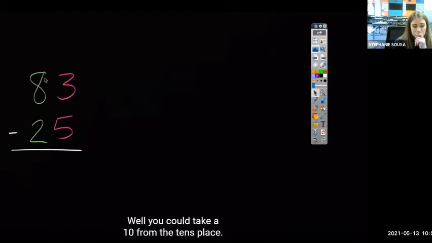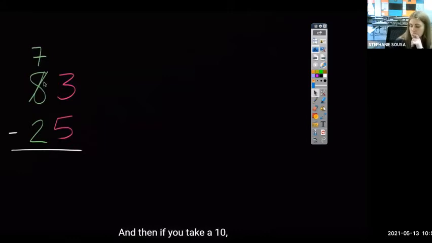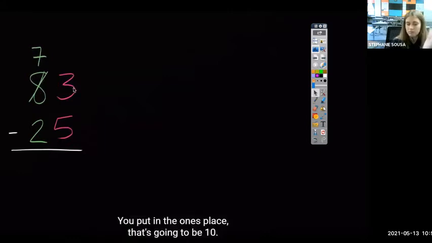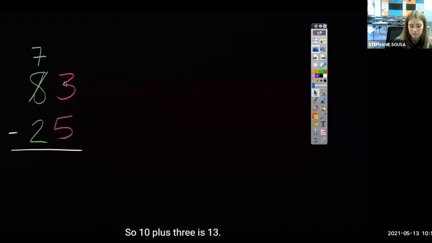Well, you could take a 10 from the tens place. So instead of having 8 tens here, you could take one of them away, and then you're going to have 7 tens here. And then if you take a 10, because I just took a 10 away from here, and you put it in the ones place, that's going to be 10. So 10 plus 3 is 13.